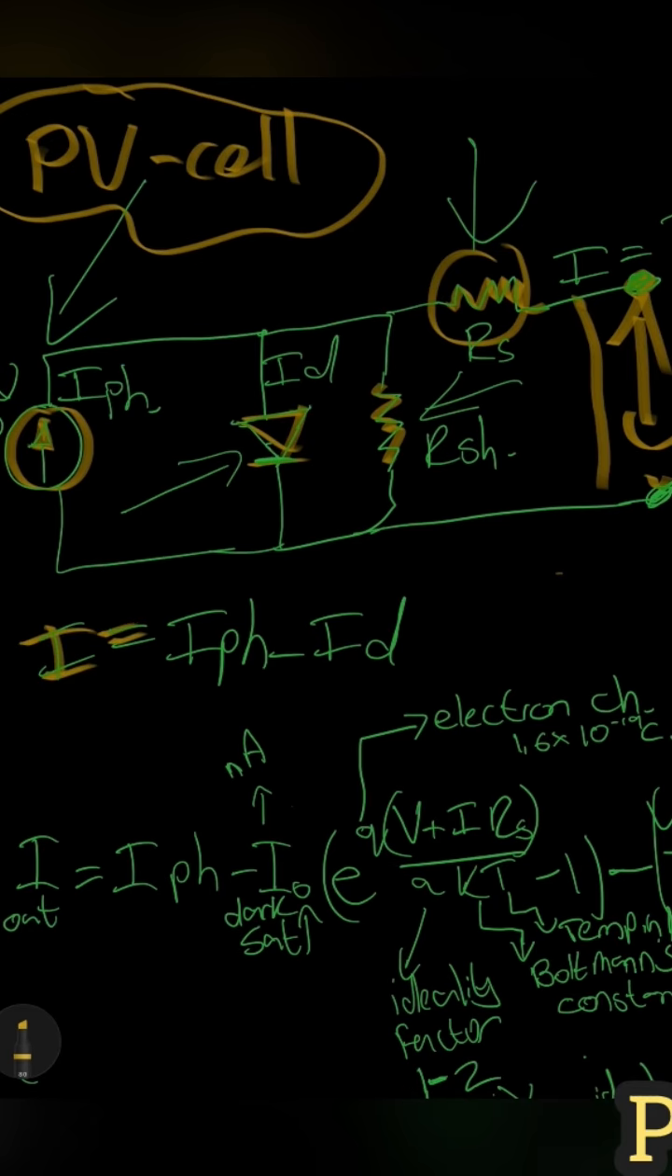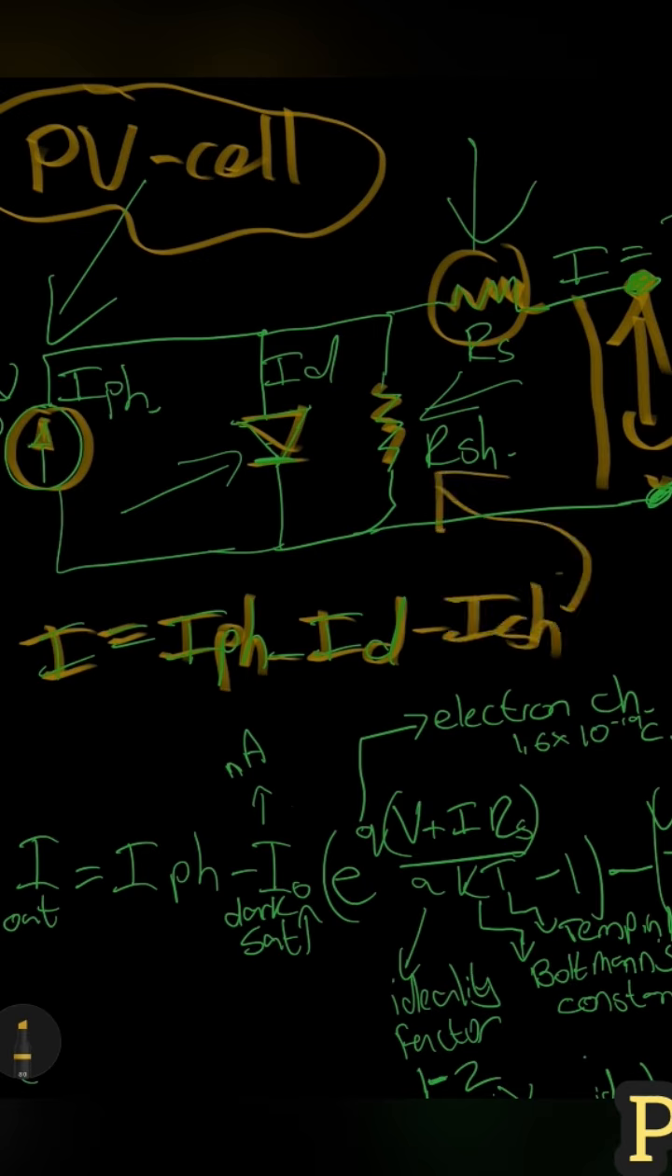Our output over here is equal to our current generated by a photovoltaic current source minus the diode current minus the shunt current, right? Which is essentially this, which is tiny. Now let's go and further break that down. So the shunt current will basically be broken down into Ohm's law. We determine this with Ohm's law.